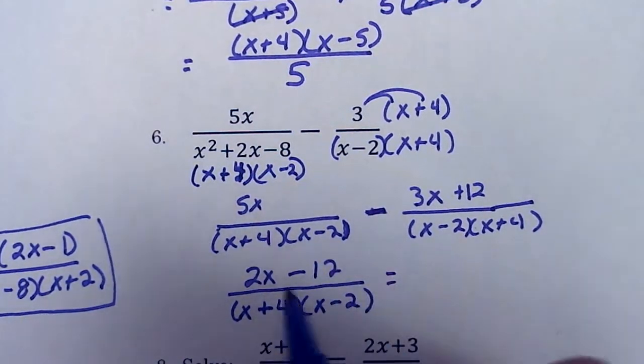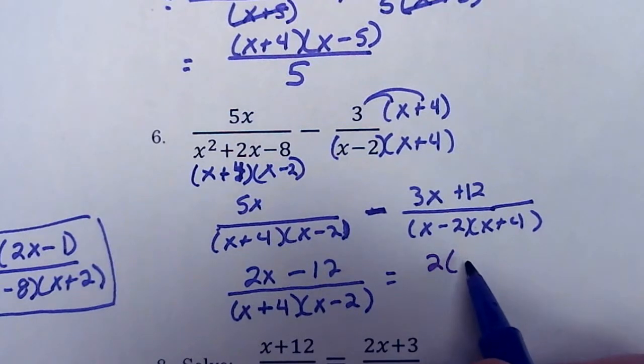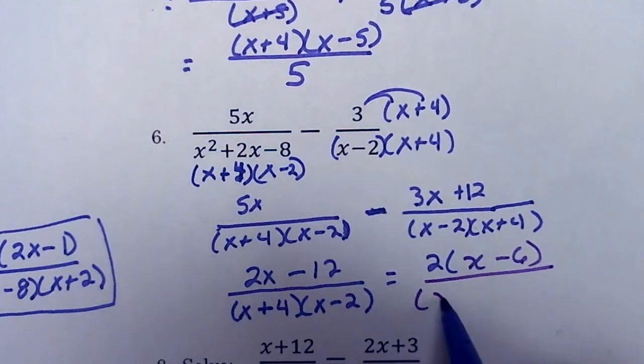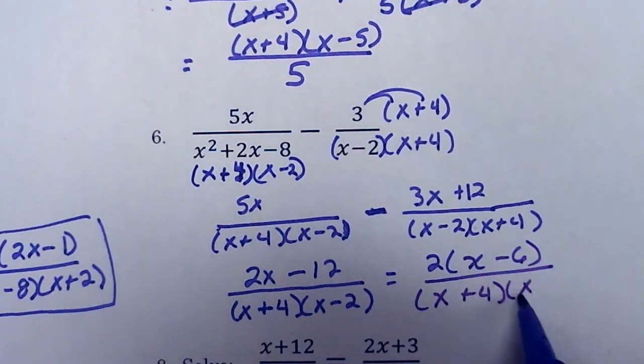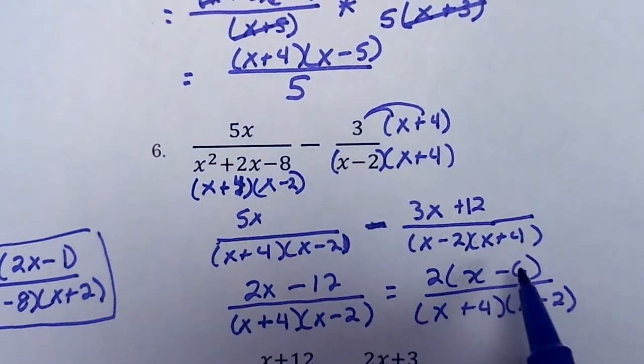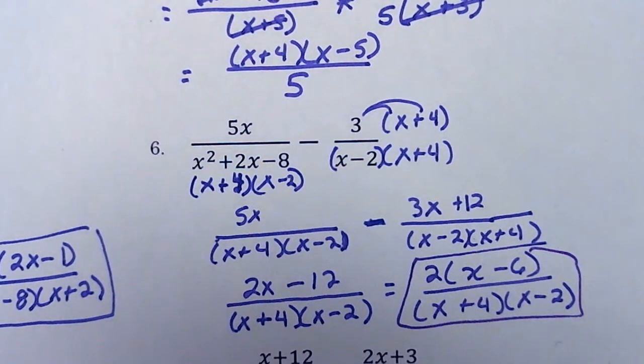The last step, we like to factor the numerators too. 2x minus 12 has a common factor of 2. So I end up with 2 times x minus 6 over x plus 4 times x minus 2. Now, if something could cancel, we'd cancel it, but it can't, so we are done with that problem, and that will be the answer. For our purposes, leave it in completely factored form.